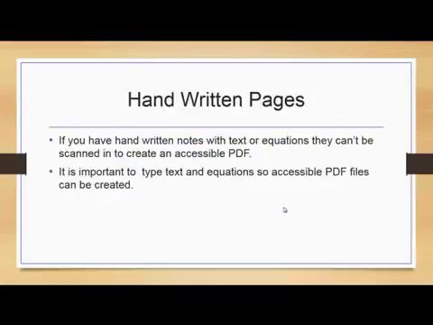Handwritten pages. If you handwrite information on a piece of paper and scan it in, it is not going to be an accessible PDF. I know that some people will write out equations and they'll scan that in and offer that as a PDF to students, and it really needs to be typed into a word processor and made compliant to have it as an accessible PDF.